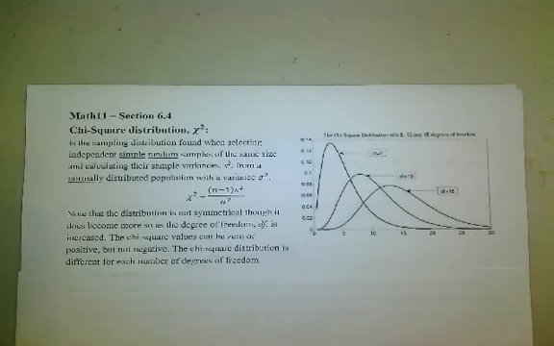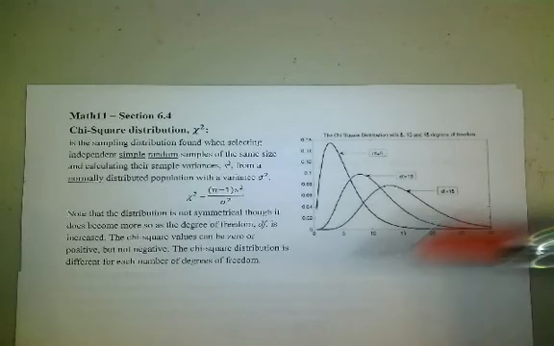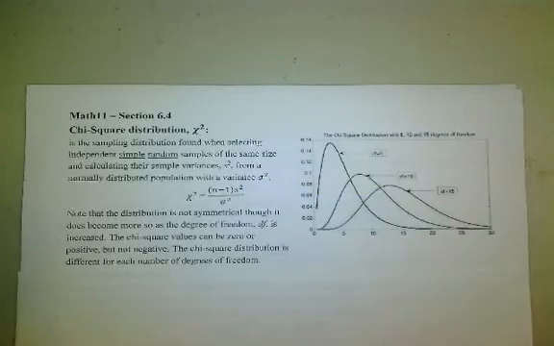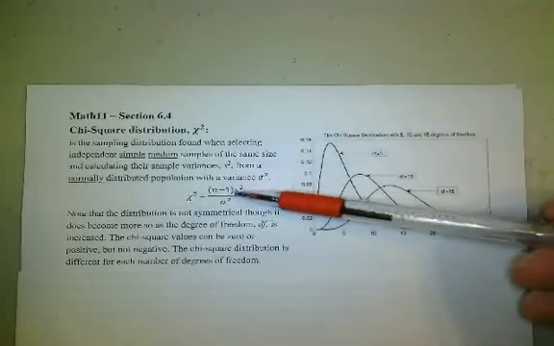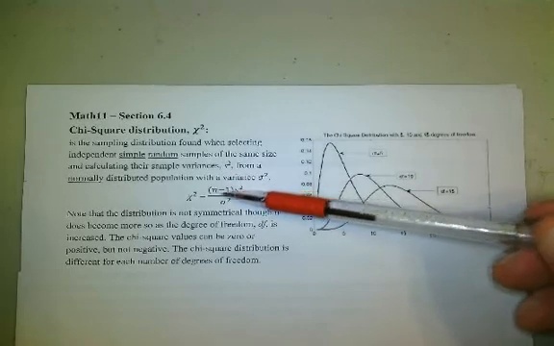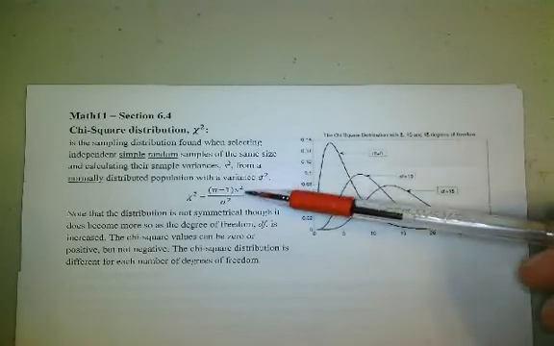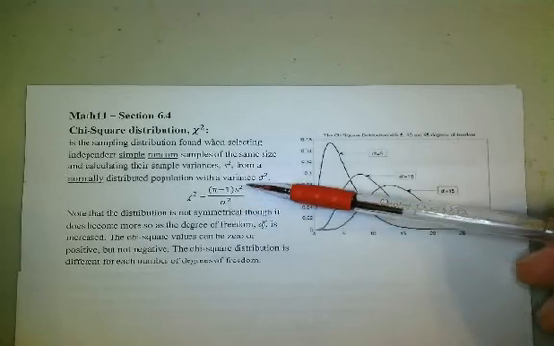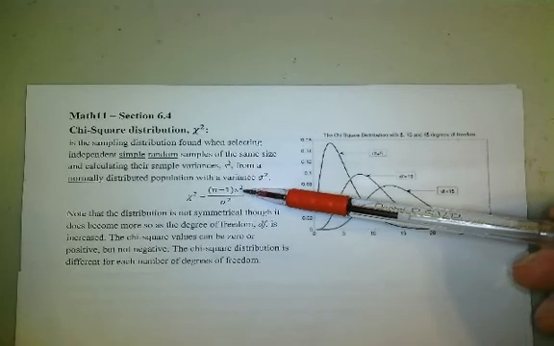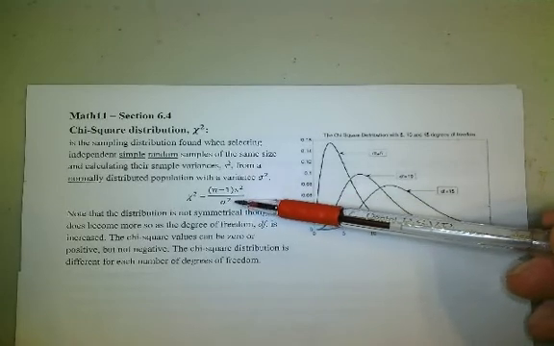In this case, we have independent simple random samples of the same size, and we're calculating their sample variances from a normally distributed population with a variance sigma squared. So remember, sample gets the S, sigma for the population. The formula for chi-squared is n-1, which is related to the degrees of freedom, times a ratio between the sample variance and the population variance.